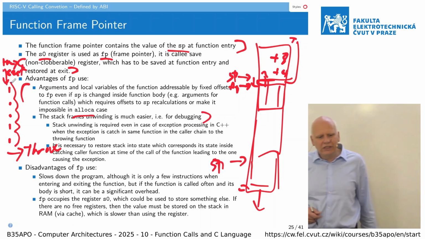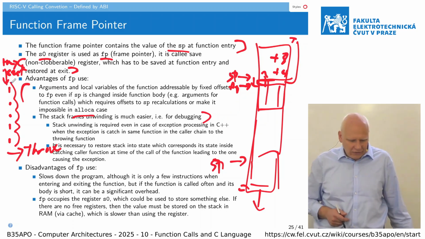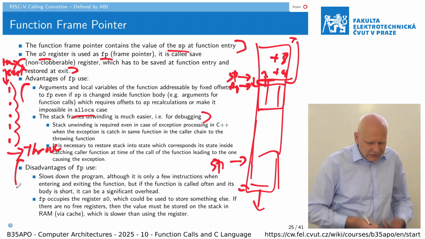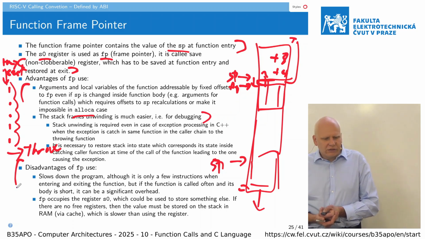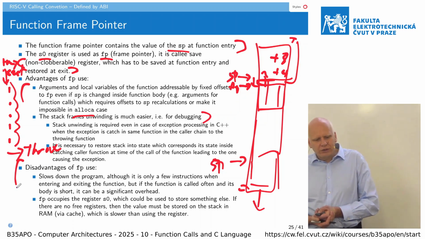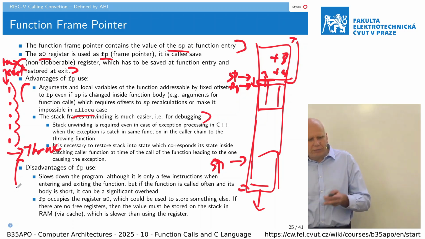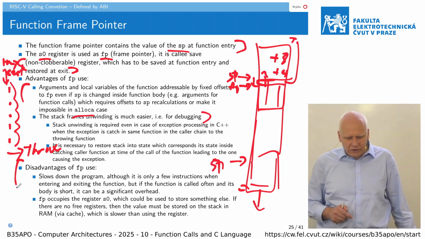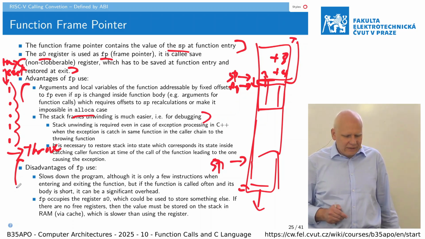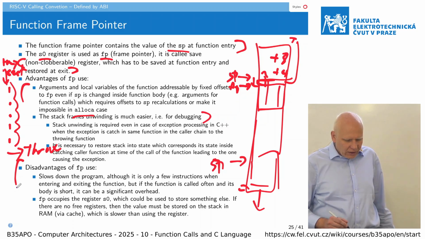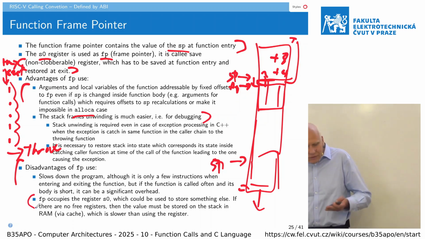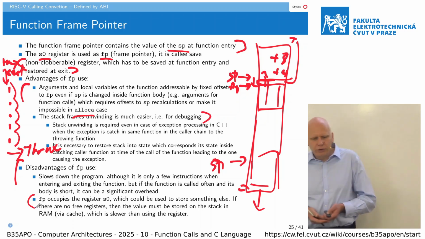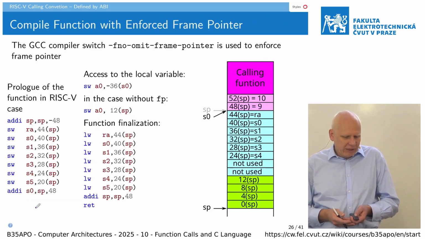So all this is done through this stack unwinding. On the other hand, there is a disadvantage when you use a frame pointer, that it slows down the program a little, because you need to store the previous value of the frame pointer to the stack at entry of the given function, and the frame pointer allocates one register which could be used for something better maybe.